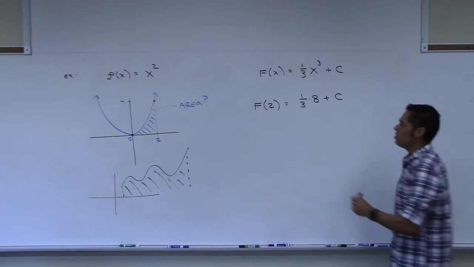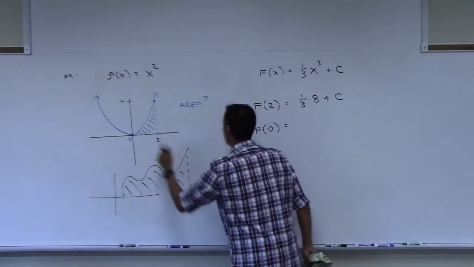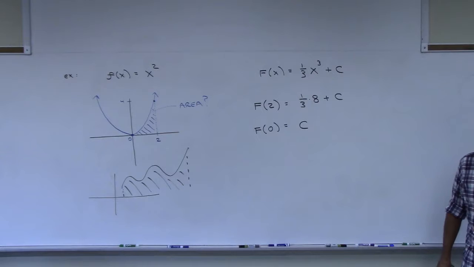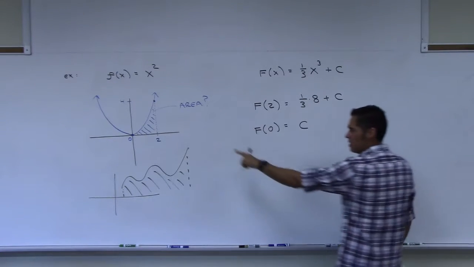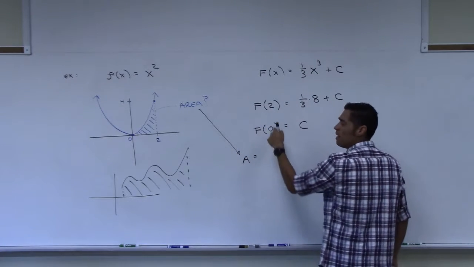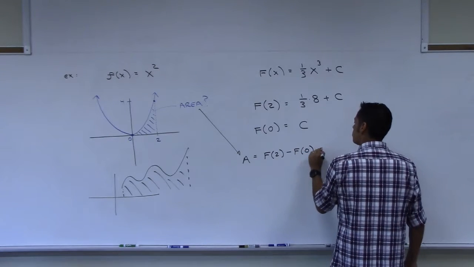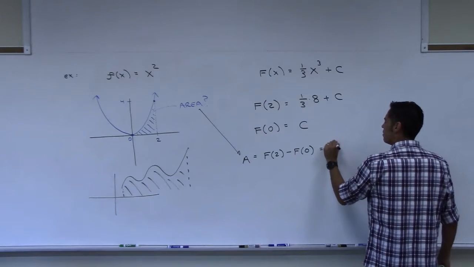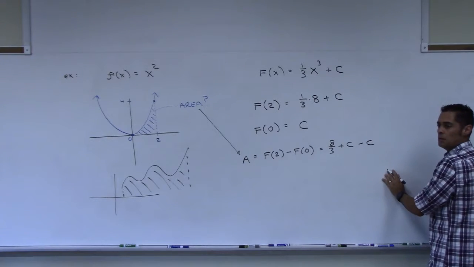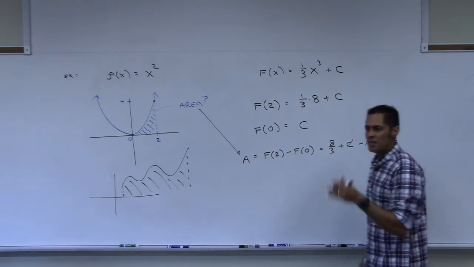Then what you do is you plug in the other endpoint, 0. What happens if you plug 0 in here? You just get c. The area of this region is equal to this one minus this one, f of 2 minus f of 0, which would be 8/3 plus c, but then you take away c. And what do you get? 8/3. It's exactly 8/3.